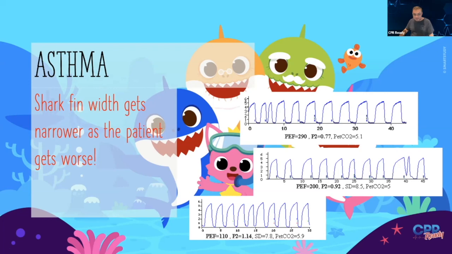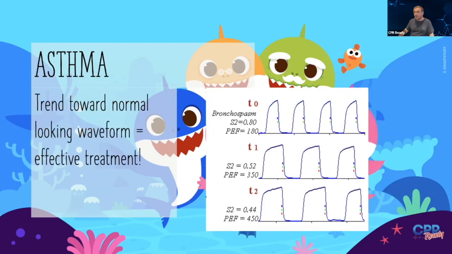So for instance, if you notice you've given some albuterol or you've given some IM epinephrine, and the shark fin starts to widen out and get closer to that more normal looking appearance, then you've got objective data that shows you that this patient's airway obstruction is improving. This is a lot more specific and a lot more sensitive than just listening to lung sounds. Because, as I'm sure many of you know, some of the worst asthma patients have very little in terms of wheezing because they're moving so little air.